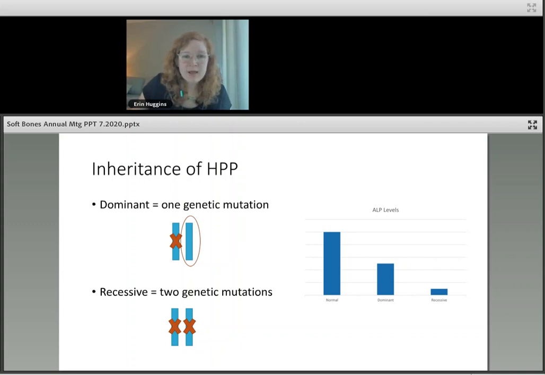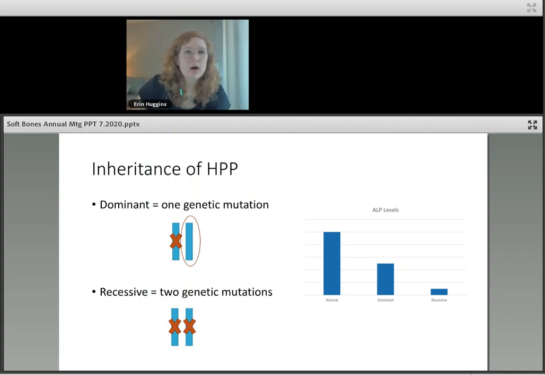If you've got dominant ALP, it'll be decreased, but you've still got that one normal copy, so you could still have some functioning ALP. Or if you have a recessive condition and you have no or very little functioning ALP, you're going to have a more severe presentation of the disease. So theoretically, the less functioning ALP you have, the more severe the disease presentation might be. And there are a couple of exceptions to this.